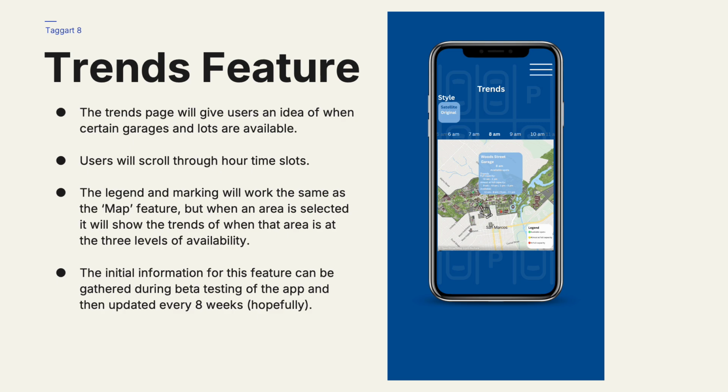The Trends feature, which is of course only available to those who have an account and not the people using it logged out, is just for users to get a better idea of when certain areas, lots, and garages are more busy. You will scroll through certain time periods, and from there it will be marked how the other map's availability is marked. Green meaning this is when there are several available spots, yellow meaning these lots are almost at full capacity at this time, and red when they are at full capacity at this time.